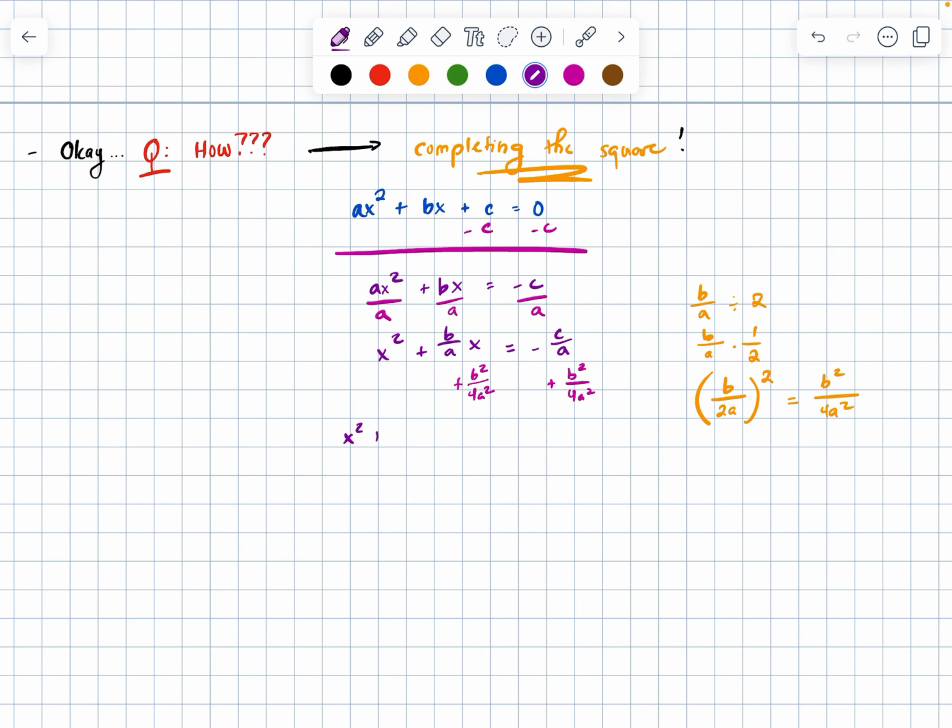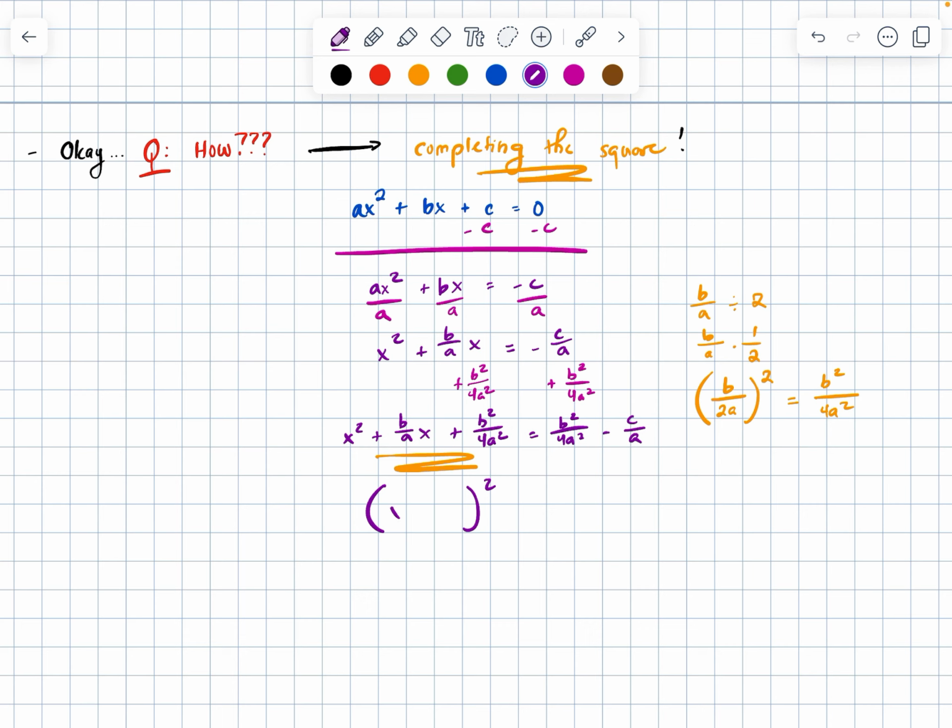So now, my new left side is x squared plus b over a x plus b squared over 4a squared. And on the right, I'm just going to, for ease, write the b squared over 4a squared first and the minus c over a at the back. Now I know, because I completed the square, x squared plus b over a x plus b squared over 4a squared is a perfect square trinomial.